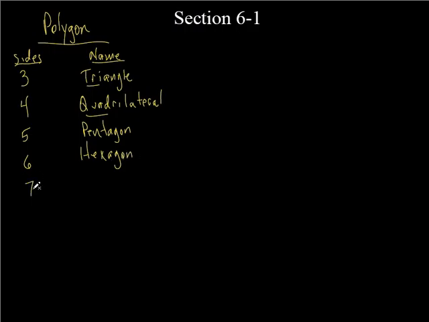Seven's kind of a weird one. Sometimes I actually taught out of a book that didn't even have one of these type of names for it. They just called it a seven-gon. I thought that was kind of weird. But some books, and I think this book, calls it a heptagon. All right? So heptagon. Eight's a pretty familiar one.